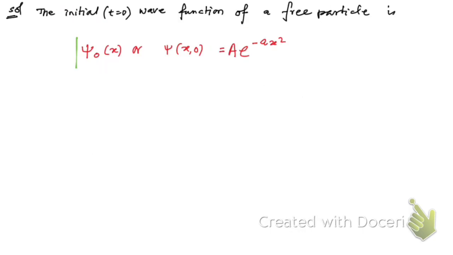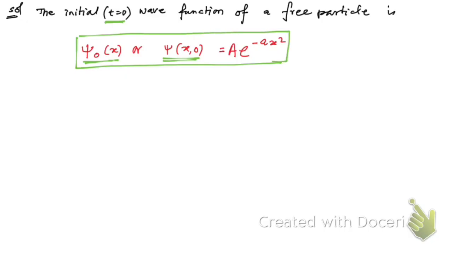So here you see, this is our given function. This can be written this way or this way as well, at time t. Okay, so to solve this problem we must know a few things. First one is psi of x comma 0 is equal to 1 by root over 2 pi, integral from minus infinity to plus infinity, phi of k e to the power i kx dk. Okay, we must know this formula.